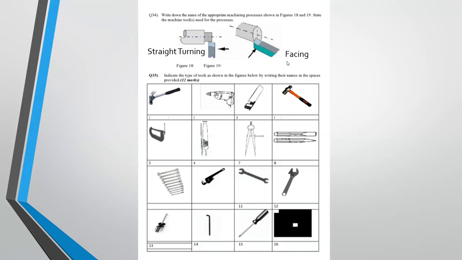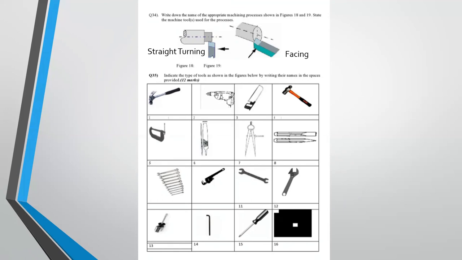Now, next question, let's label these tools in workshop technology. The question says to indicate the type of tool shown in the figure below by writing their name. So what is this? You have to check the other end of the hammer. You don't just look at it like this and write that it's a ball-pein hammer. You have to check the other end. So you see something like a claw here. So this is a claw hammer.